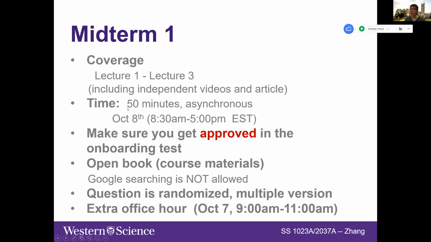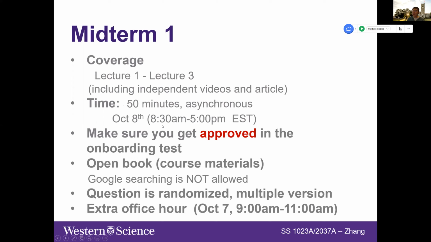The midterm will be 15 minutes long. It is asynchronous in the sense that you can start whenever you want, any time between 8:30 in the morning and 5 in the PM. I chose this window because if you have a problem with your proctor track, you can always get somebody to help. Any questions so far?